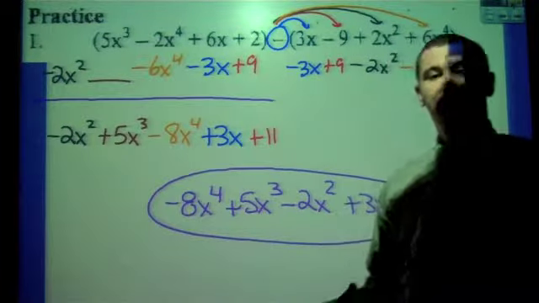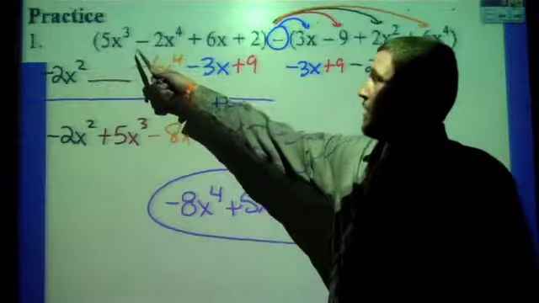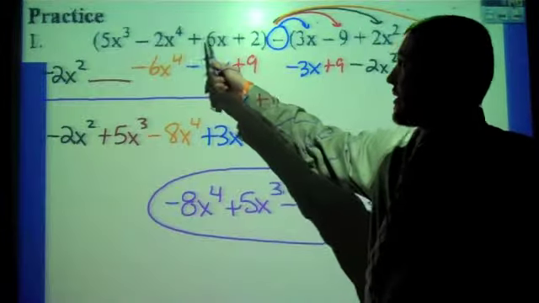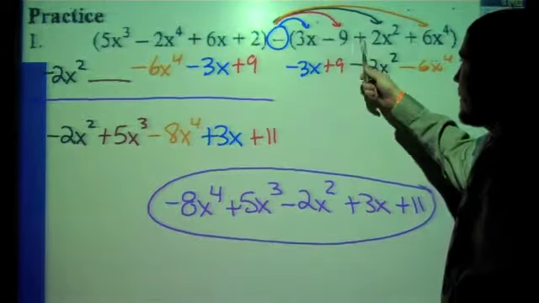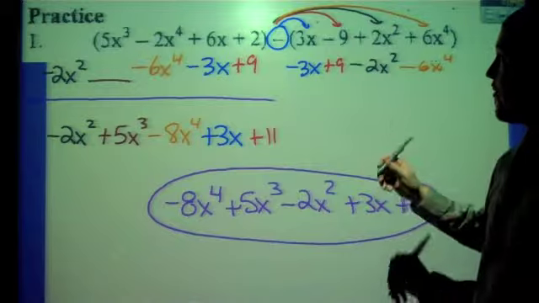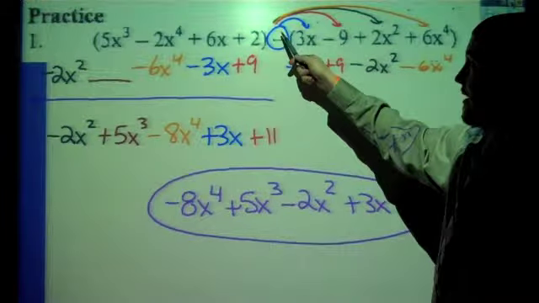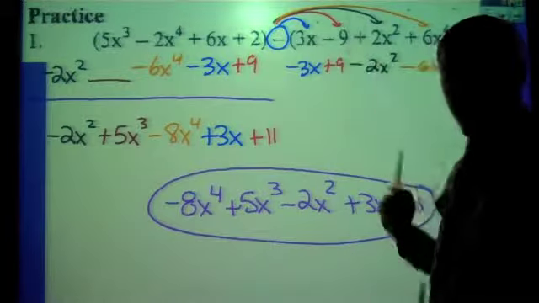So now that you've done your practice problems, let's see how you did. First problem, we have 5x to the third minus 2x to the fourth plus 6x plus 2 minus 3x minus 9 plus 2x to the second plus 6x to the fourth. So step number one is to distribute the minus sign if necessary. In this problem we have a minus or subtraction problem, so we do need to distribute the negative sign.